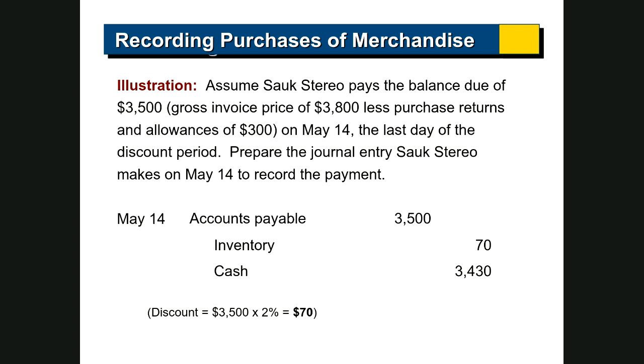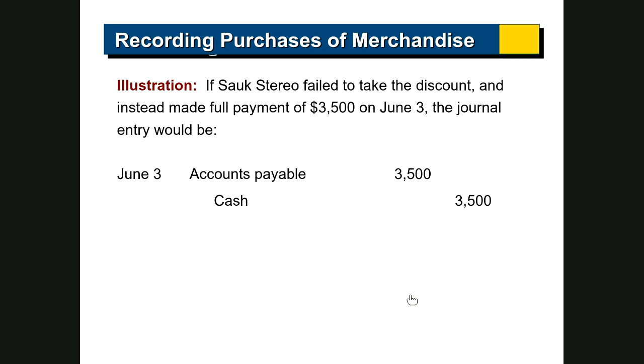So you see, they're paying within the 10 days. You have to see when the discount period starts. Are they paying within 10 days? If they pay within 10 days, you record the discount. If they go past the 10 days, then there is no discount. Is that clear? Okay, very good.